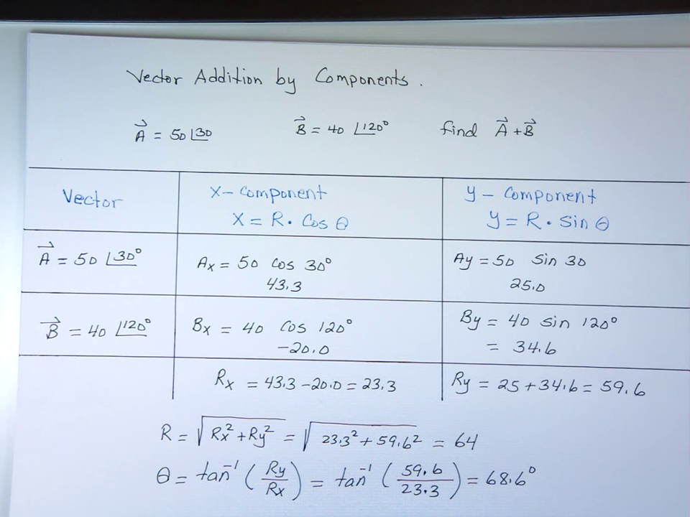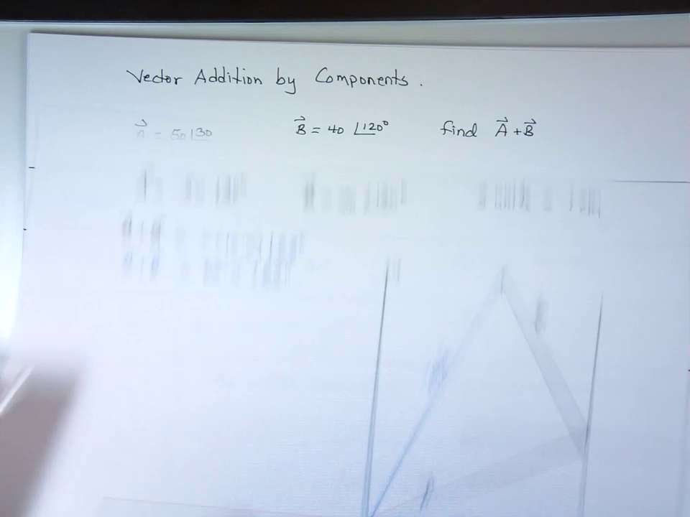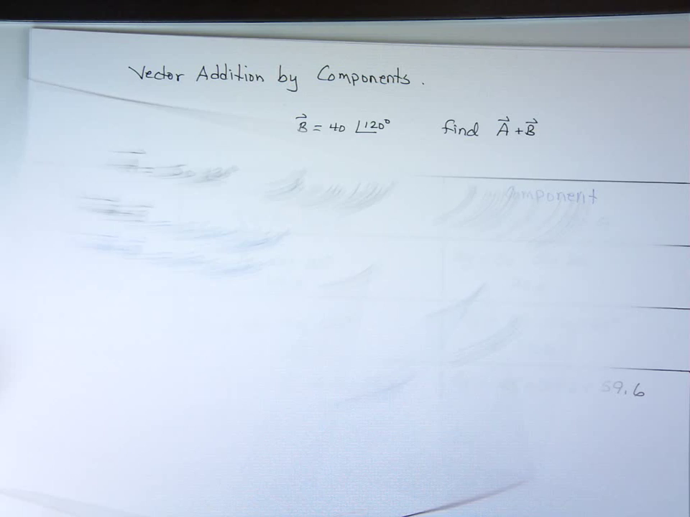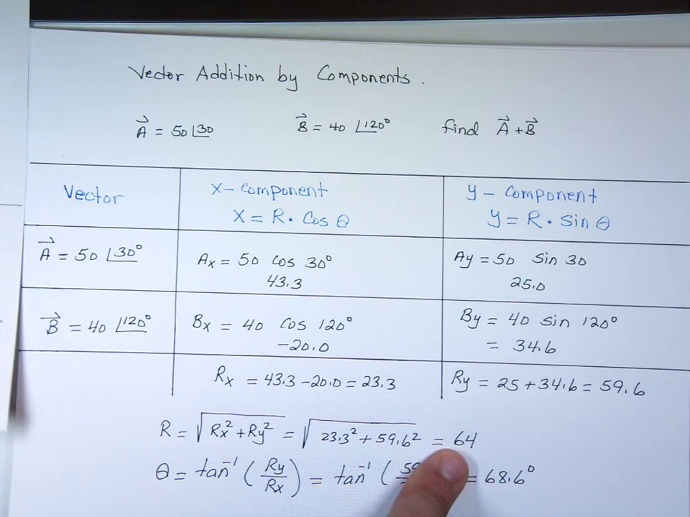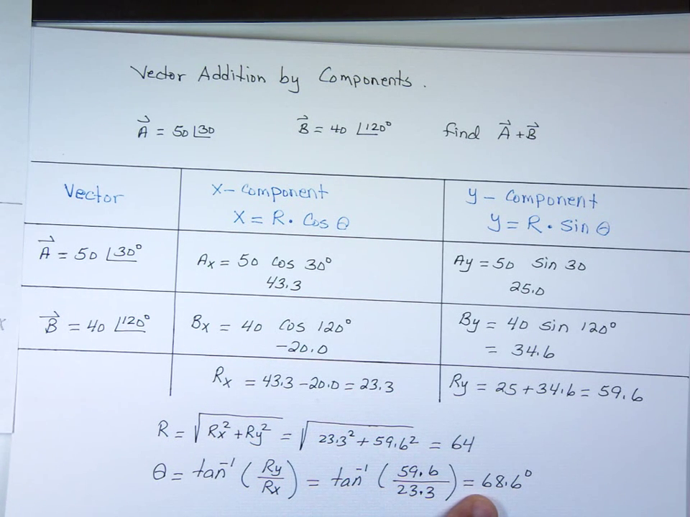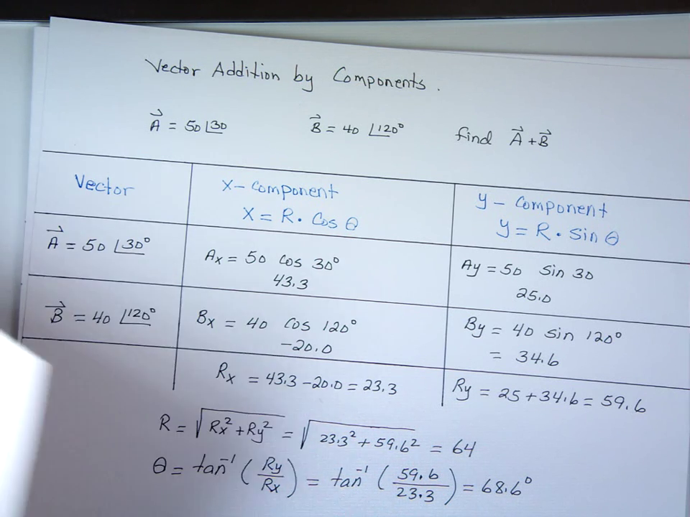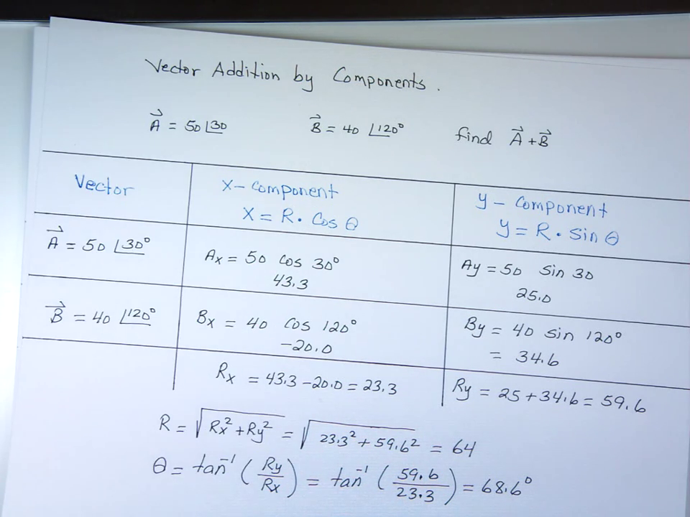Notice when I did that problem graphically, I said somewhere around 62 and a half, and 68 degrees. And what did we get? 64 and 68.6 degrees. Now what about if you have three vectors? A plus B minus, A minus B plus C. Where was that? We did that one. Let me find that one.